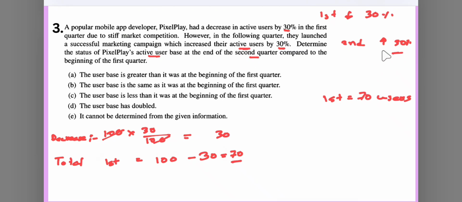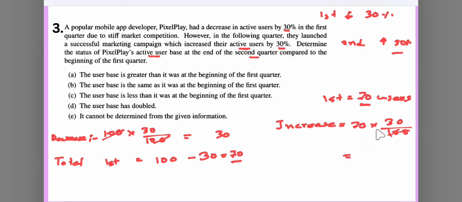Now, after the first quarter, we have 70 users. Now there is an increase of 30%. So for the second quarter, what is the increase? We are calculating the increase. So 30% of the active users. We have the active users after the first quarter, that is 70 users, and the increase is 30%. So 30 by 100 times the active users.